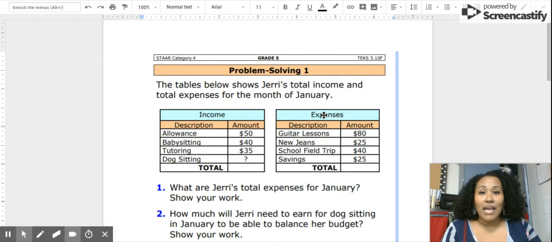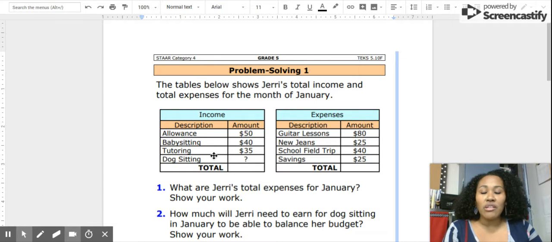So expenses, how do I remember what the word expenses means? Expenses, you hear the word spend inside of it. Income, that's the money that's coming in. That's the money that you earn. That's how I remember. Those are my clues.